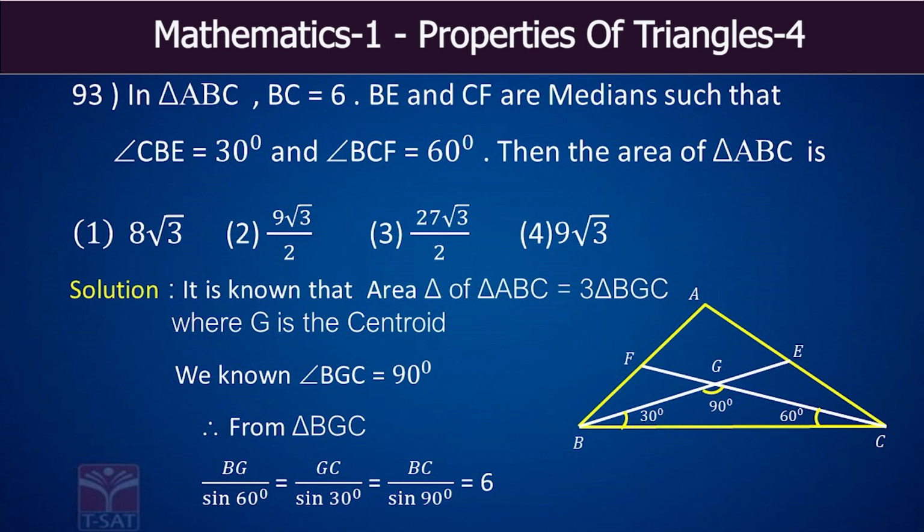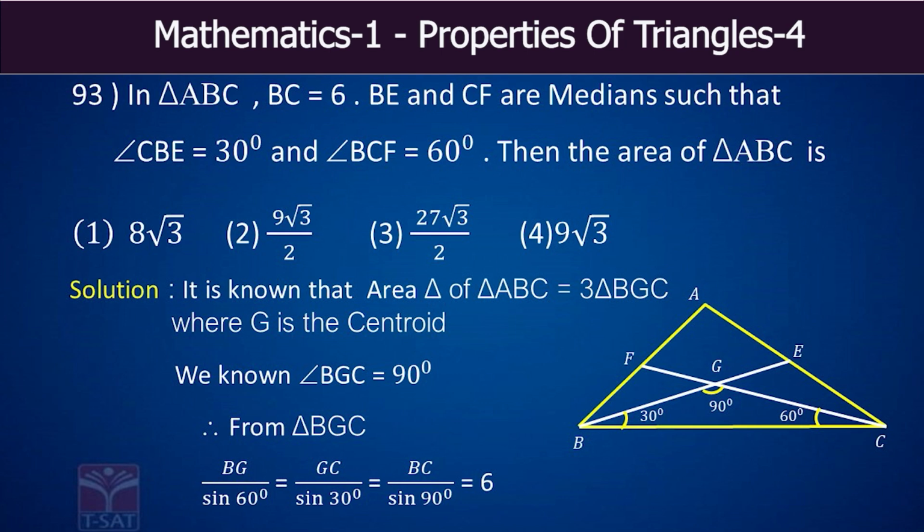So it is known that the area of triangle ABC is 3 times the area of triangle BGC, where G is the centroid. Understand? So for the centroid, the area of the triangle BGC is equal to the area of the triangle AGB is equal to the area of the triangle GAC. So now we find the area of the triangle BGC.